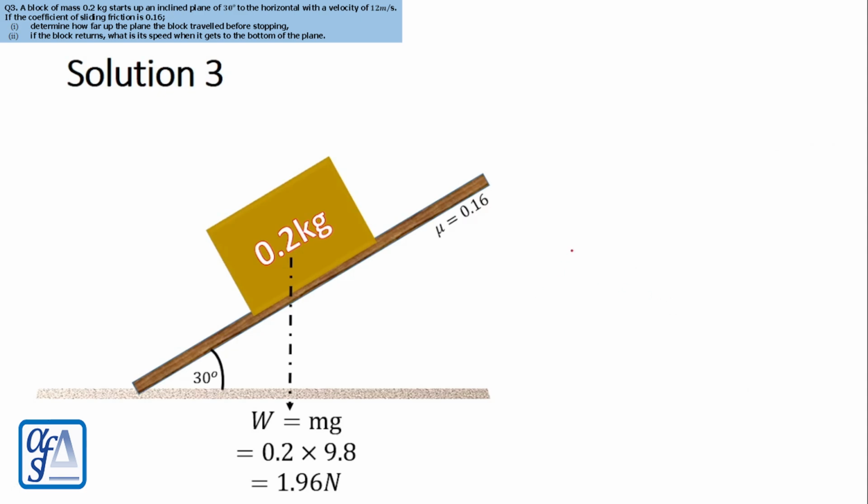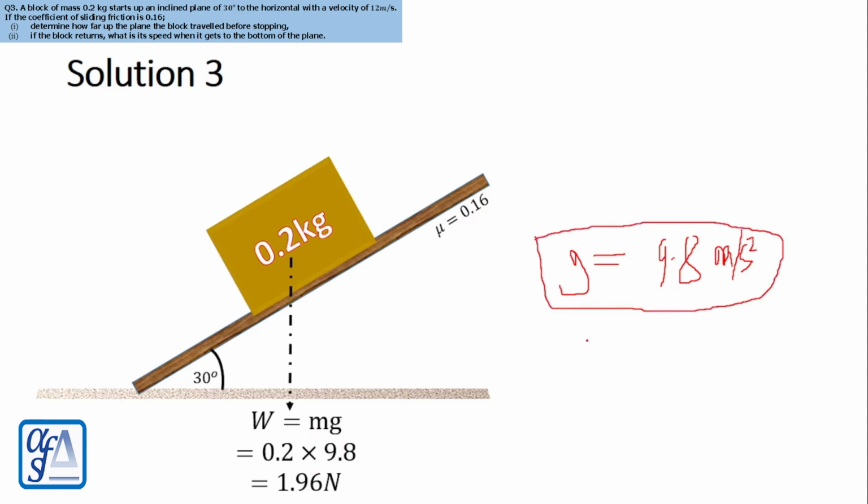So we are using our g to be equal to 9.8 instead of using 10 meters per second squared. Okay? Instead of 10, we are using 9.8. So here we're going to multiply the mass of the body, 0.2, by 9.8 to get 1.96 Newton, which is now the weight of the body. So here we are using g equals 9.8. So let's take this out.